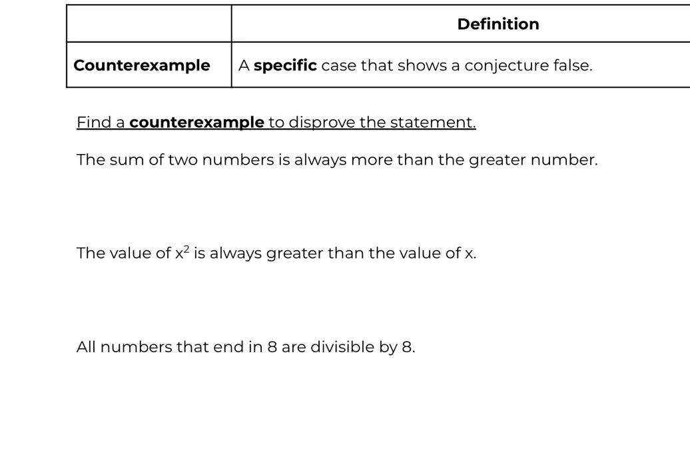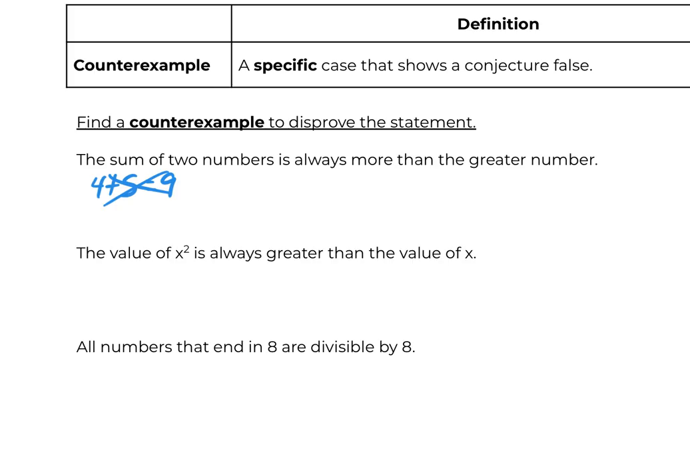So they give us a statement here. The sum of 2 numbers is always more than the greater number. Okay, the sum of 2 numbers is always more than the bigger number. So if I did, let's go with 4 plus 5. I get 9. Is 9 bigger than 5? Yes. Okay, so is that a counterexample? No, because that proves exactly what we said, right? 9 is bigger than 5, so this is not a counterexample. That does not prove it false. We're looking for something that proves it false.